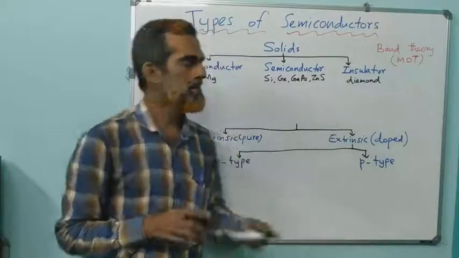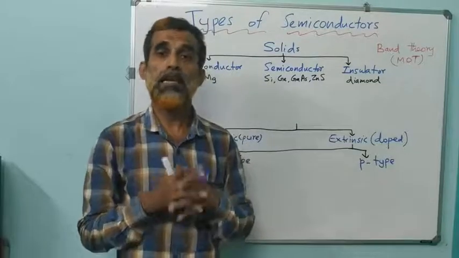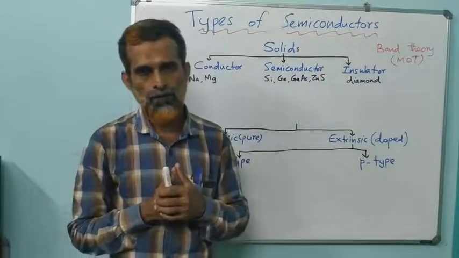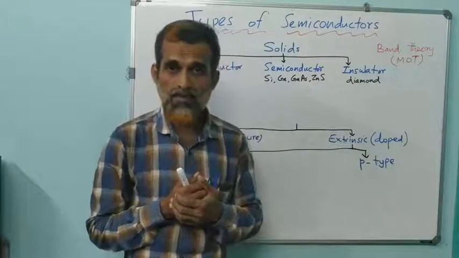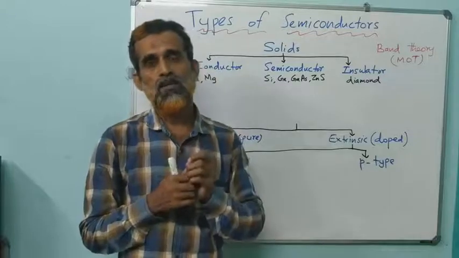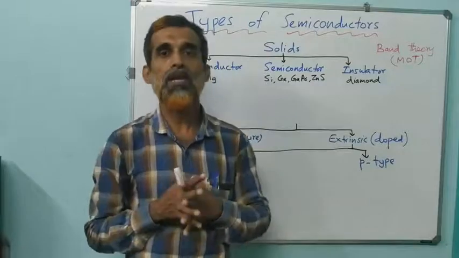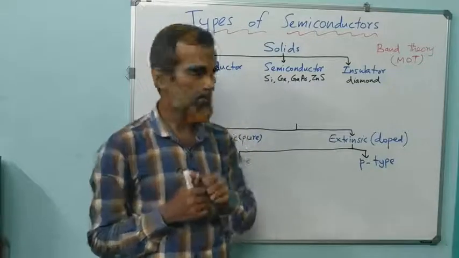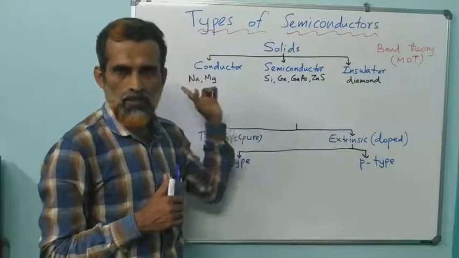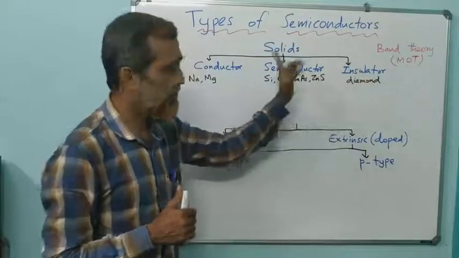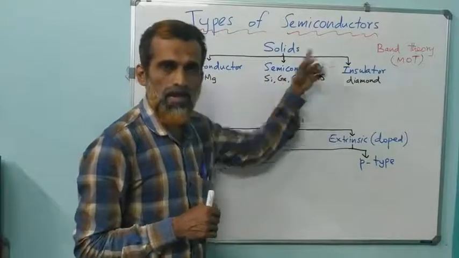Today we discuss one important property of solids, that is electrical conductivity. The importance of electrical conductivity is that it is the property which shows such a variable range of magnitude. That means we know that solids are of three types based on electrical conductivity: conductor, semiconductor and insulator.